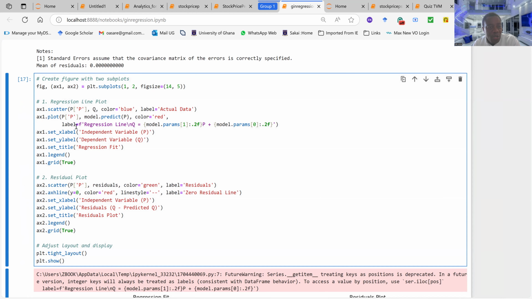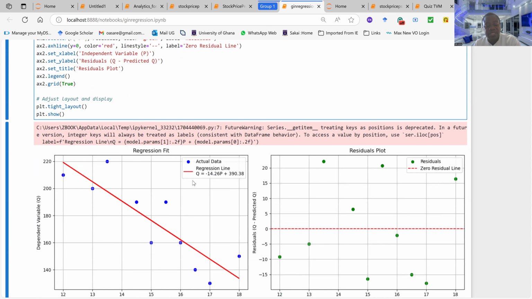So when you look at the graph, I've indicated that you should write the regression equation there. Because I've indicated that, the equation will come along with that. And so that is why you see the actual data points are there. The regression line is there because I've indicated that. Now look at the residuals. The 0 is the horizontal line, the red horizontal line. That is a 0 mark.